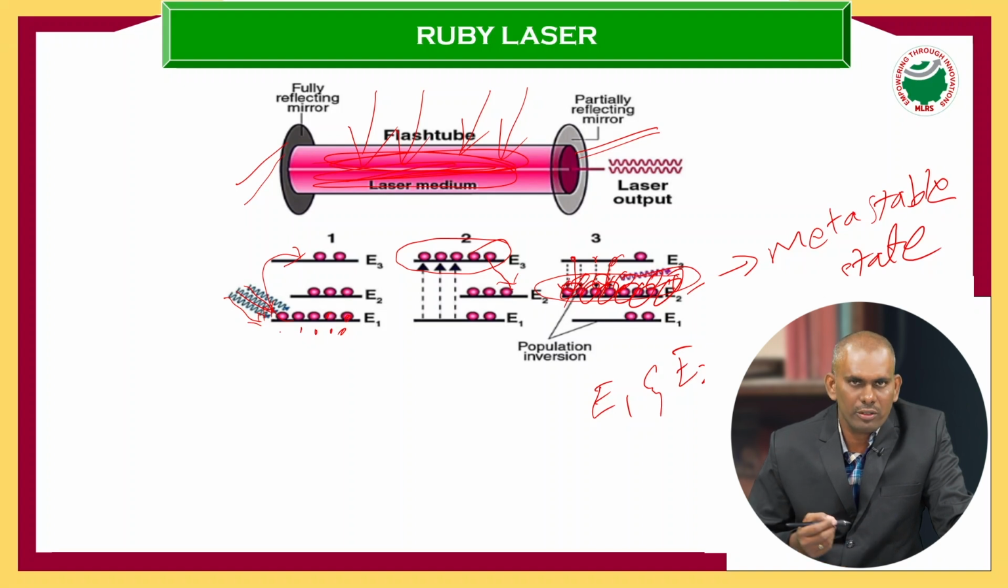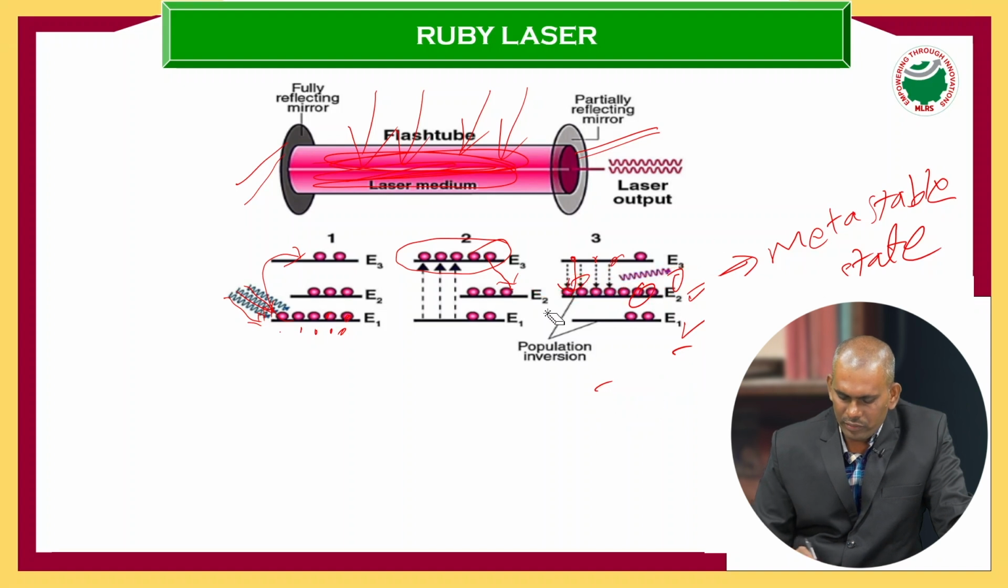What is meant by population inversion? Generally, by default, the population should be high in the ground state. But here this process becomes reversed. That's why the population is increasing in the higher level compared to the lower level, and we call this process a population inversion process.